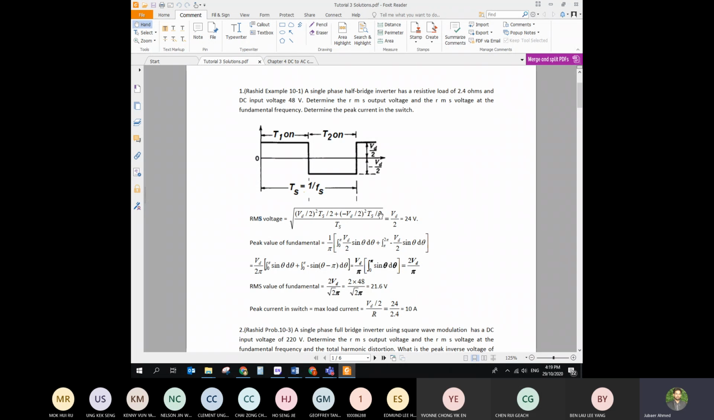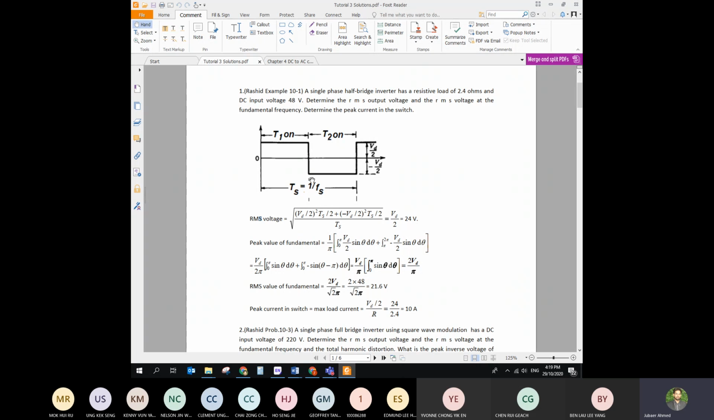So the RMS value equation is like that. Now you sort it out. The Ts and Ts are going to get cancelled, 2 times 2 is going to give a 4. So finally you're going to get Vd by 2. So if you apply this 48 volt, the output RMS voltage is going to be 24 volt.